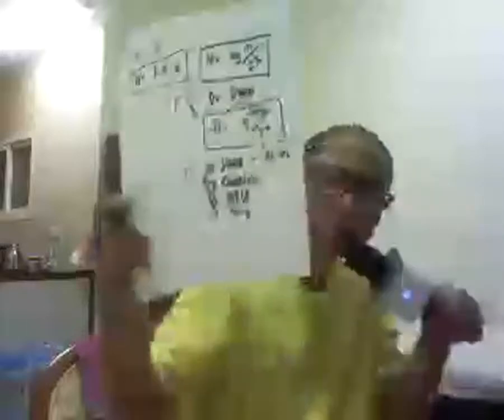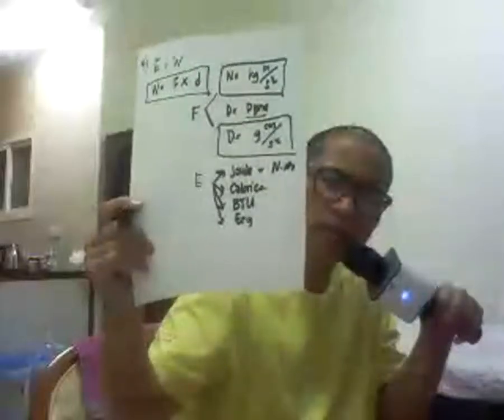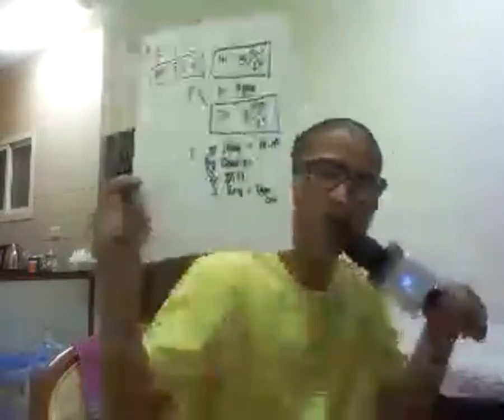Joule is equal to Newton meter, because force times distance. Okay, next. So joules, Newton meter. Now the erg is dyne centimeter. See, dyne centimeter is the erg.